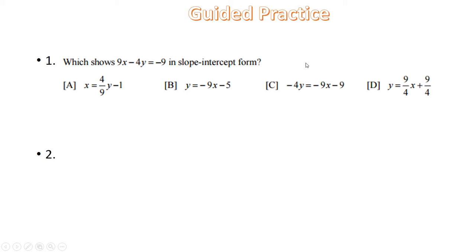Alright, here is our first question. We are given 9x minus 4y is equal to negative 9. We are asked to put this in slope-intercept form. Slope-intercept form is y equals mx plus b, which is what we've already been doing. So all we need to do is solve for y.